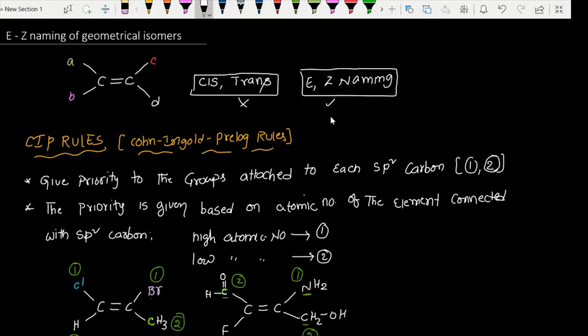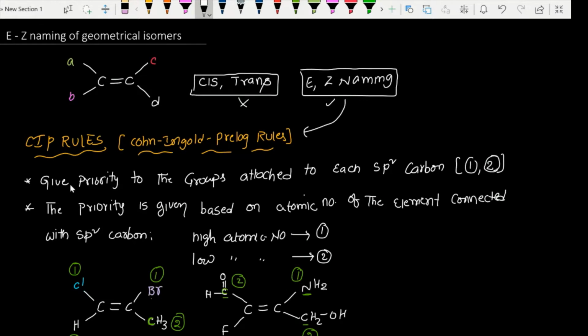For this EZ naming, you have to follow some specific rules called the CIP rules. That is actually the Cahn, Ingold and Prelog rules. There are three scientists who made them. So what are these CIP rules?